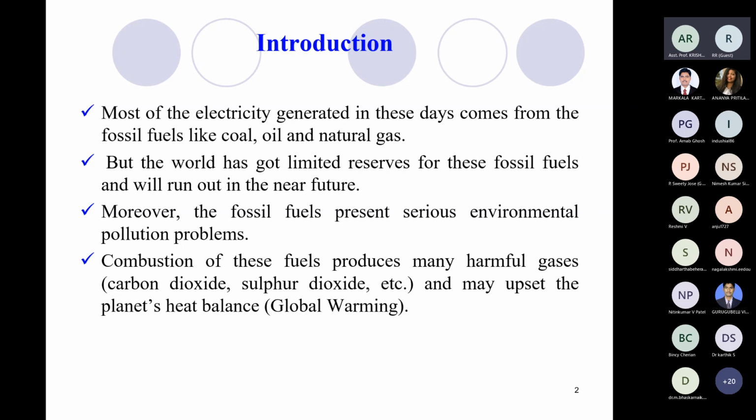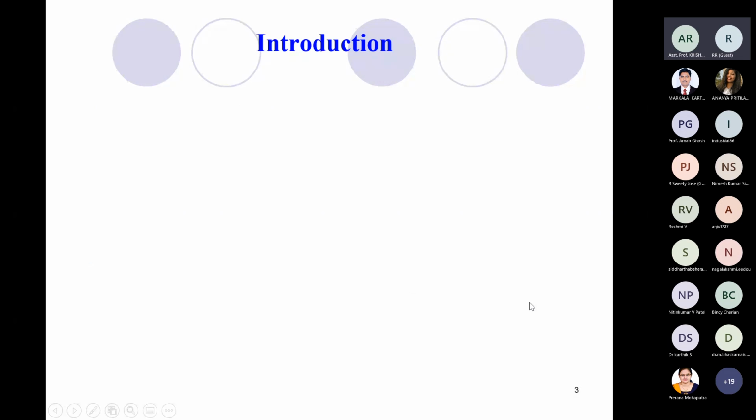and we know that these fossil fuels are used in different thermal power stations, and by burning these fossil fuels we can generate electricity. So when we burn these fossil fuels, it will produce some harmful gases, which can upset the planet's heat balance. That means it can increase the overall temperature of the planet, that is known as global warming. We are very aware of that, and so as an alternative we can think of nuclear energy.